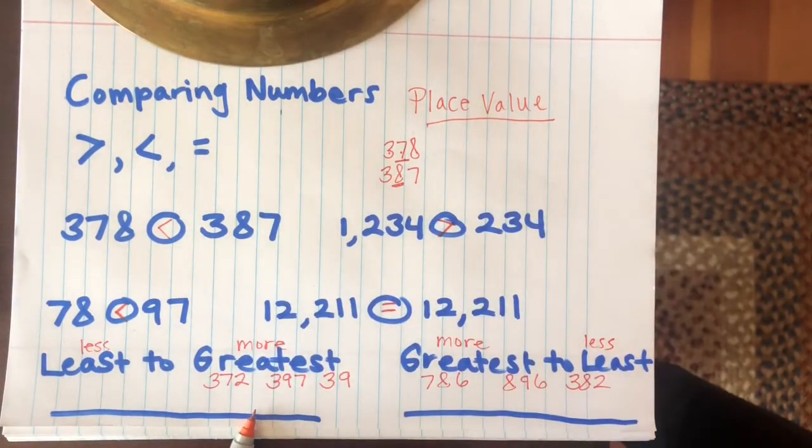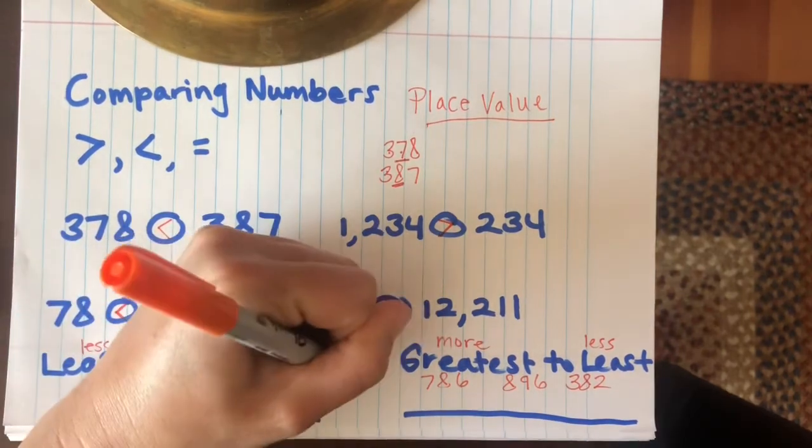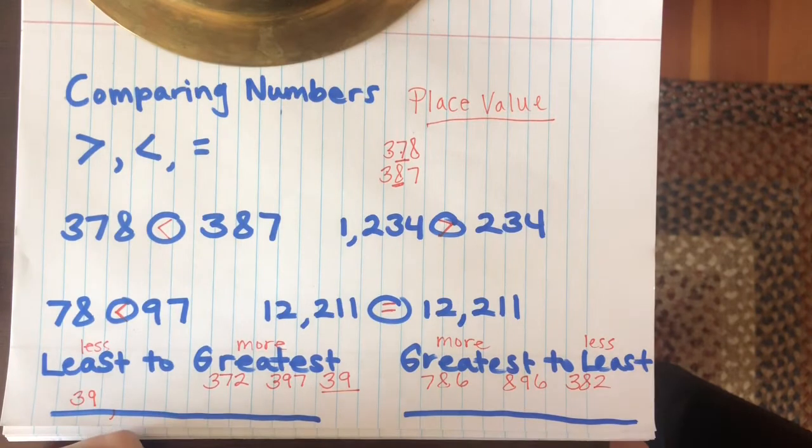So I'm going to go place value by place value again. I'm going to look for the number with the least first, or the less amount. So I have 372, 397, and 39. Well, these numbers all have 3 digits, and this only one has 2, so I know it's the least. So 39 is the least. I like to underline them so I know that I used them already.